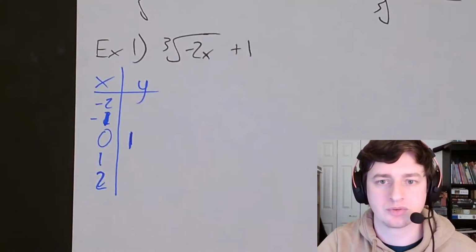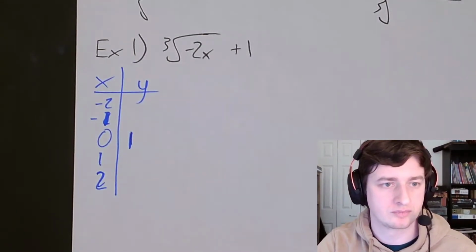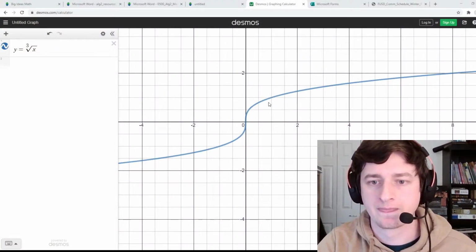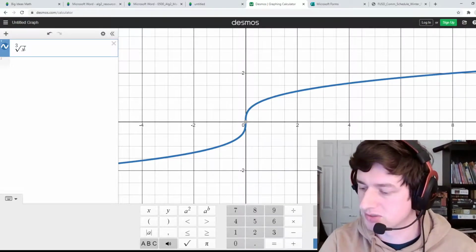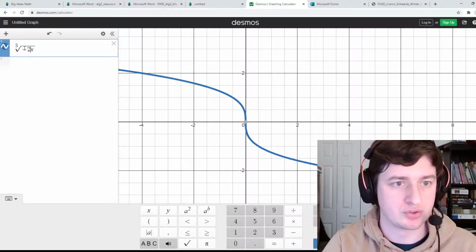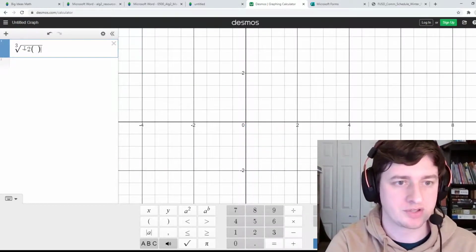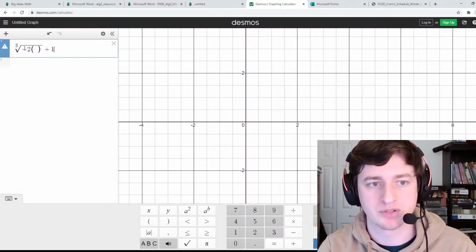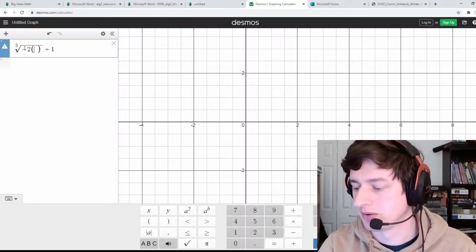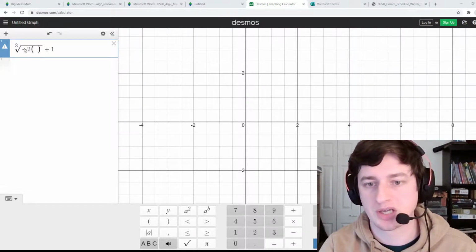So let me find Desmos. Here we go. I'm going to get rid of this y equals, but I'm still going to use the cube root, and it's -2 times something plus 1 on the outside. Make sure you put the plus 1 on the outside, not on the inside. Okay, and so now I'm just going to type in all the numbers.